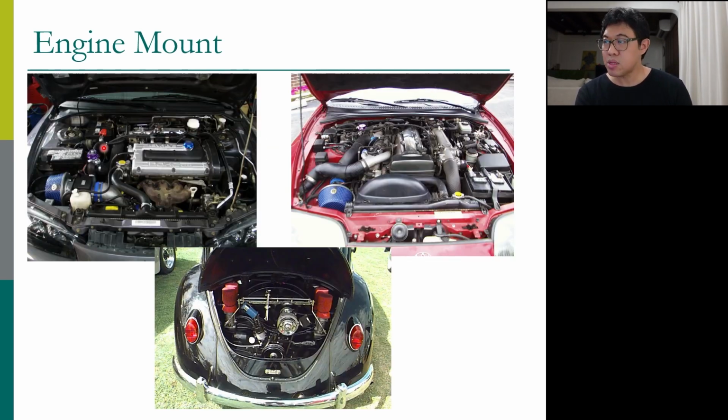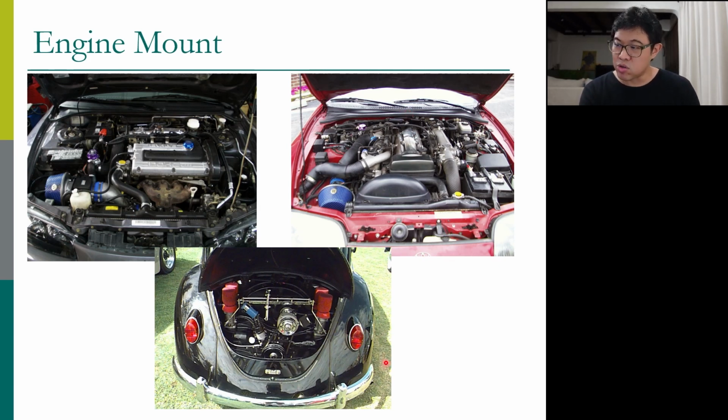If you open the front hood and you can tell this is a transverse engine, it is most likely that this car is driven by the front wheels. This is a longitudinal engine. This is a Toyota sports car, so it is driven on the rear wheels.